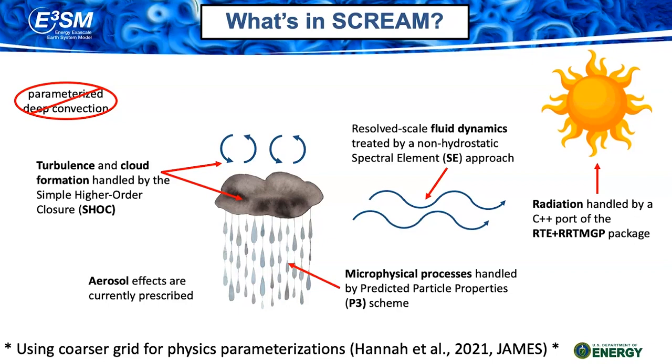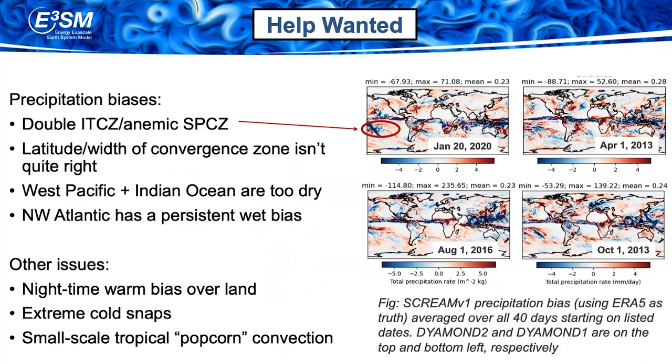So a number of precipitation biases I'm not going to go into. Right now it's several degrees too warm over land, particularly at night. We've traced this back to a stable boundary layer issue. We know how to fix it, but we just need time. We have extreme cold snaps that are unearthly in the model that we also have a workaround for, but we need to actually do some real digging into.